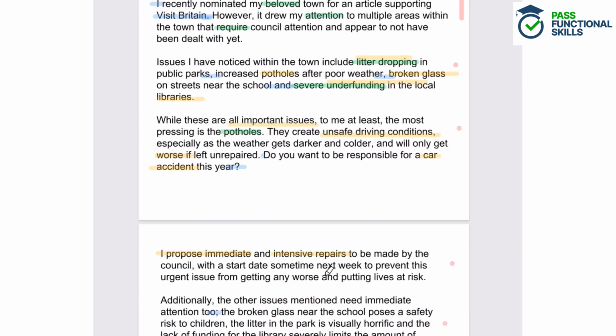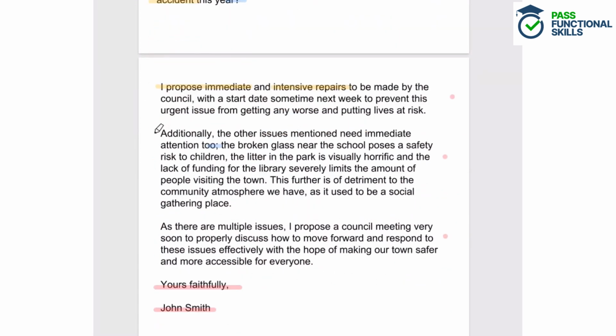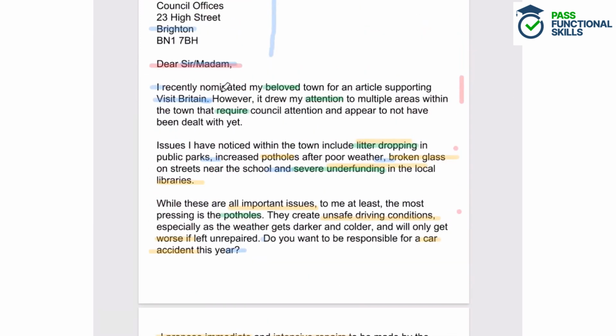So, for example, we've got additionally that is being used here to add another bit of detail. And we've used that at the start of the paragraph to follow on from the previous paragraph in a really cohesive way. We've also got the word however, and this has been used to create a contrast. So they're saying that they love their town and they have nominated it in an article. However, so they are creating a contrast, saying that even though their town is fantastic, there are multiple issues that need addressing.